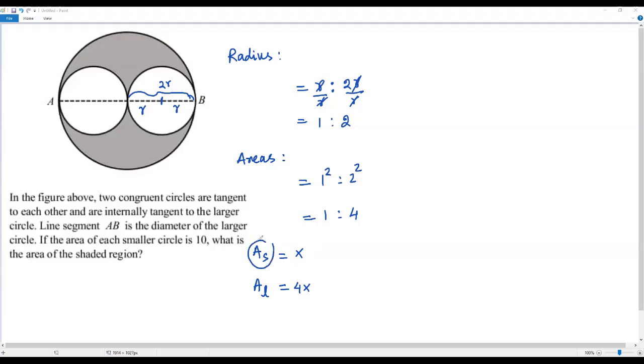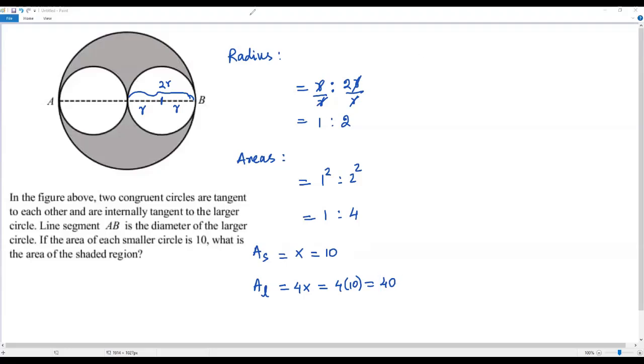Already we have the area of the smaller circle given in the question, that is 10. So x equals 10. When x equals 10, we can evaluate the value of 4x. That is, we plug in 10 for x over here. Then I'm getting 4 times 10 equals 40. Now I got the area of the larger circle, that is 40.